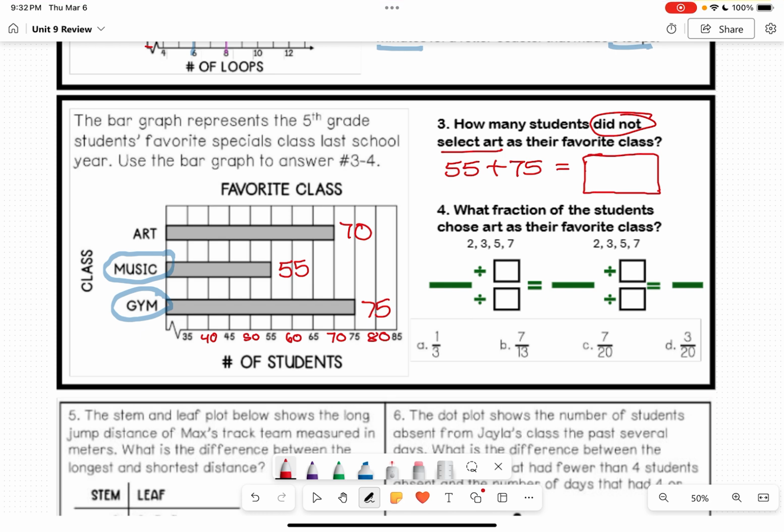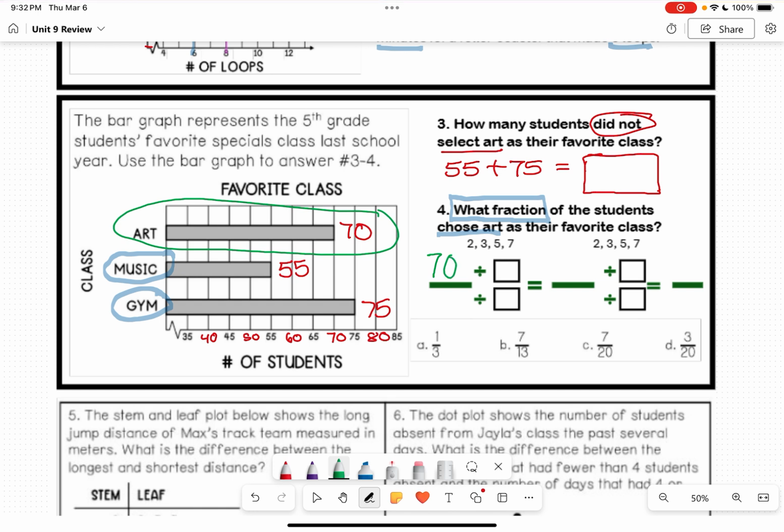Okay? All right, 4. What fraction, so go ahead and box that. That way we make sure we have it in fraction style. What fraction of the students chose art as their favorite class? So how many people chose art? 70, okay? So when we're putting it into a fraction, you have to remember that on the bottom of the fraction, the total always has to be there. So 70 is only the number for how many people chose art, okay? 70 people chose art. That does not represent the total amount of students that voted, okay? So 70 needs to go on top of the fraction.